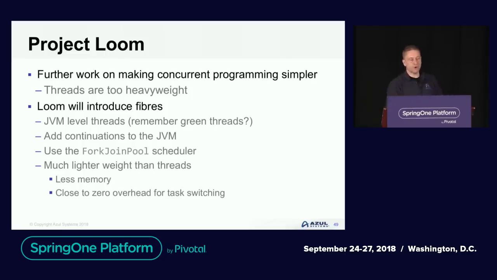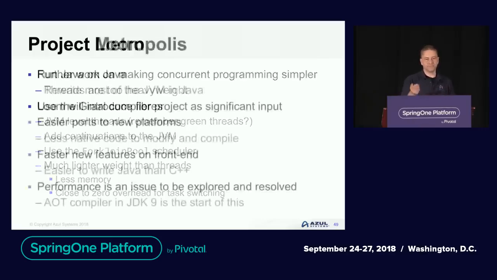The way that's going to work is essentially using the fork join pool scheduler, which is already there. That seems to work very well. They need to add continuations, which is essentially a stream of execution within the JVM. Less memory and very close to zero overhead for task switching in this.